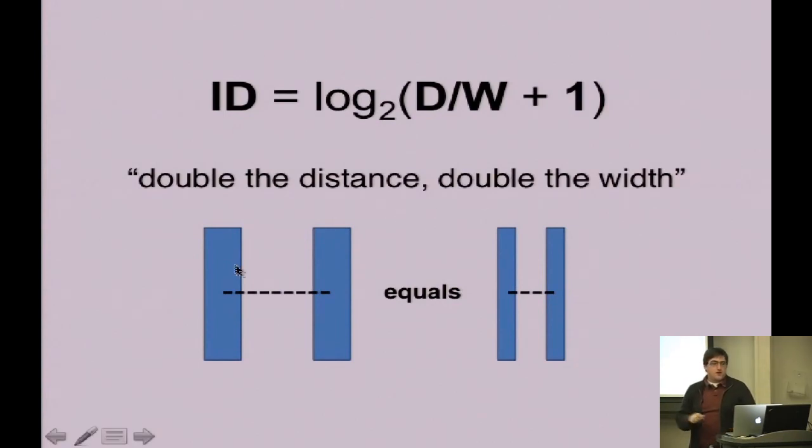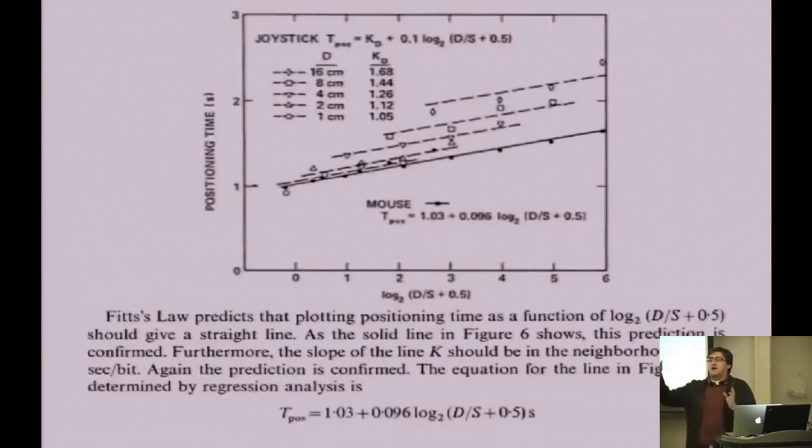The rule of thumb with this formula is if you double the distance, you've got to double the width. So this one here, which has really wide bars, has the same index of difficulty, ID, as this narrow one, because they're closer together, but the bars are half as wide. So this is a way to level very different pointing tasks. Either it's far away or it's really tiny. They're both comparable.